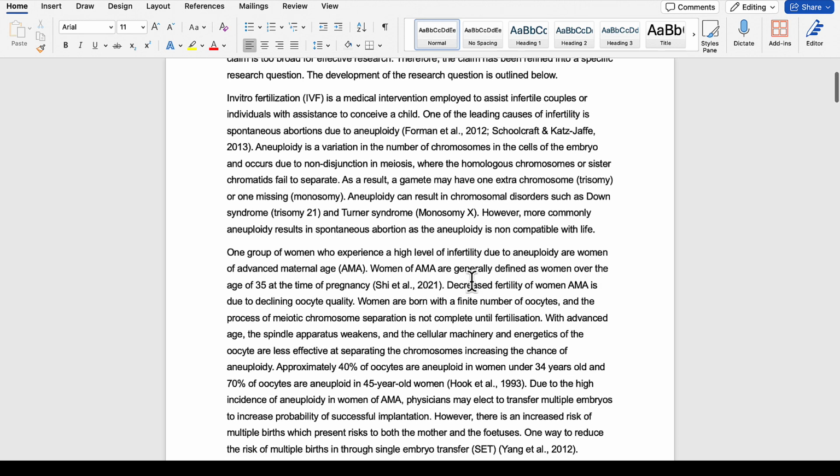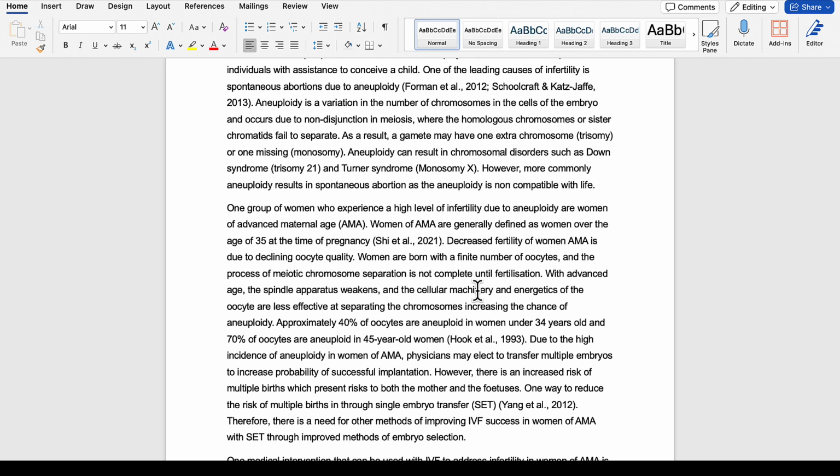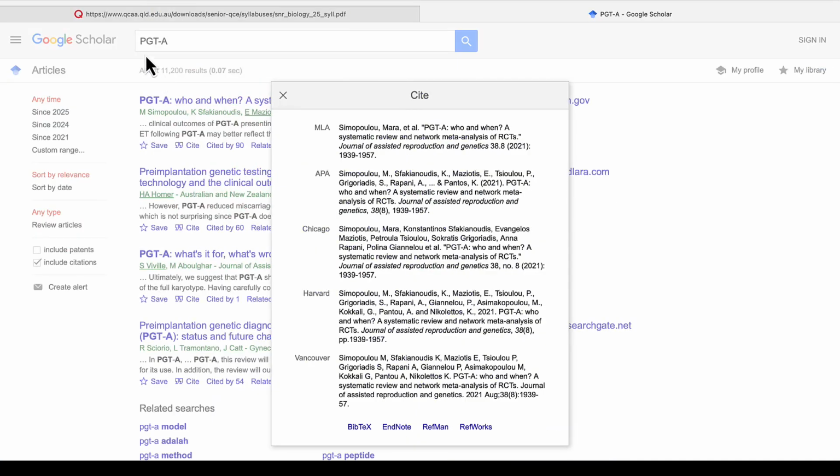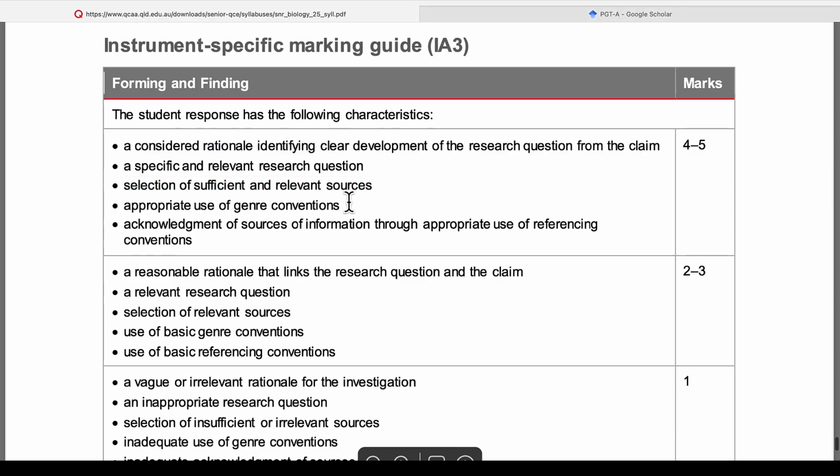So you can see, you can use my report as an exemplar for ensuring that you use appropriate genre conventions and you acknowledge sources through appropriate use of referencing conventions.